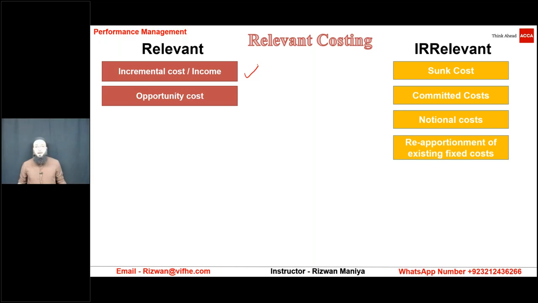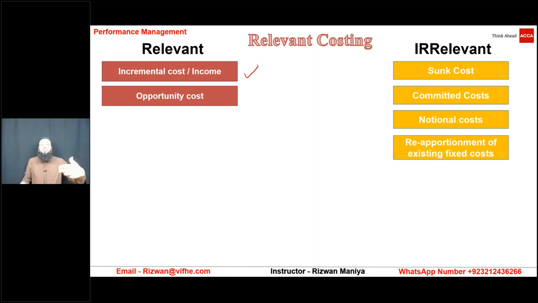Now keep this in your mind. For example, you are planning to do ACCA, and the second plan you have is to do an MBA or BBA. Now the fees of ACCA are, for example, 500,000, and the fee of BBA is, for example, 400,000. So if you decide to do ACCA, you will be incurring 500,000.